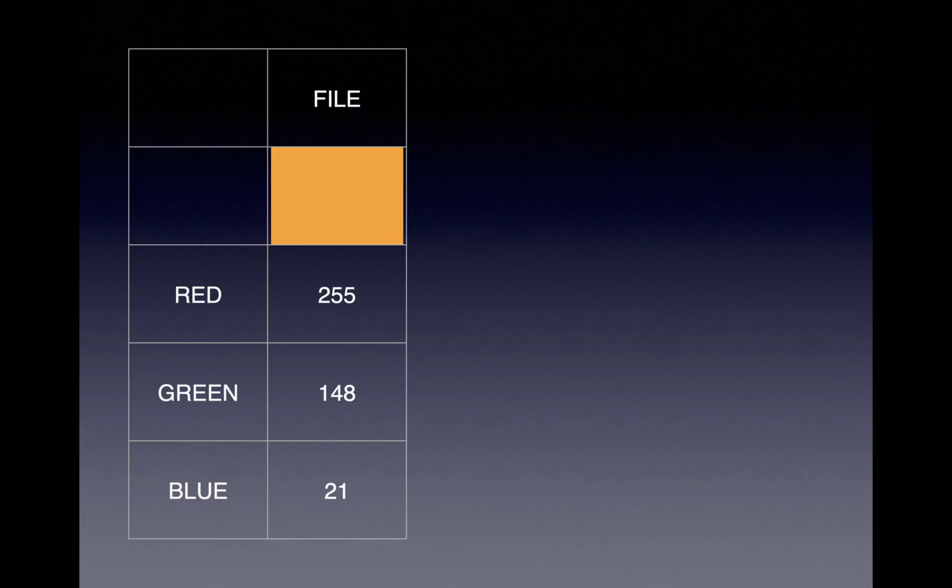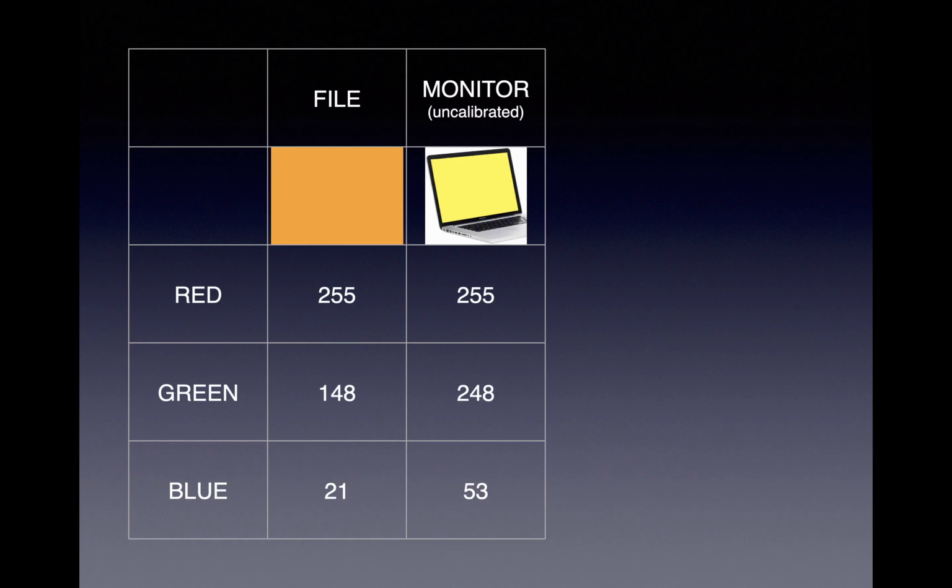Okay, so the file has those numbers. That's what it's calling for. I look at this file on my monitor. My monitor has not been calibrated, and it shows me a very different color. It actually shows me a red value of 255, which is the same as the file called for. But look at the difference. In the green, it's showing a 248, and the file is calling for a 148. There's a big problem here.